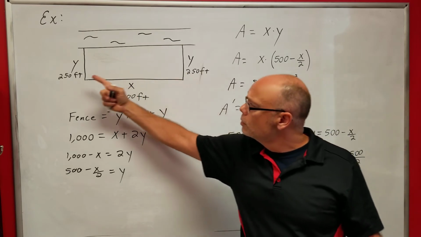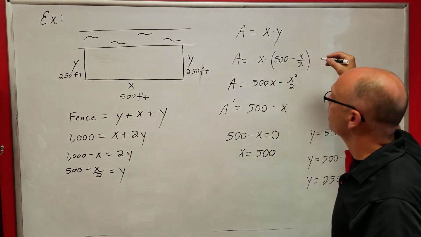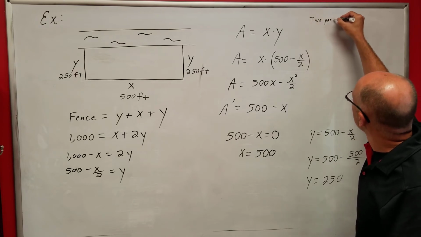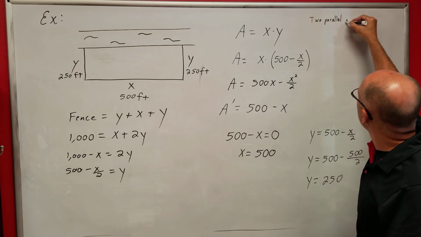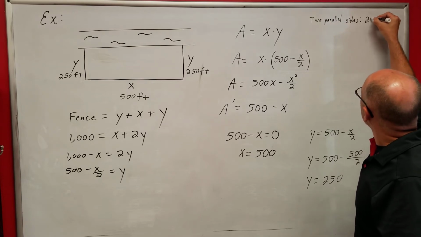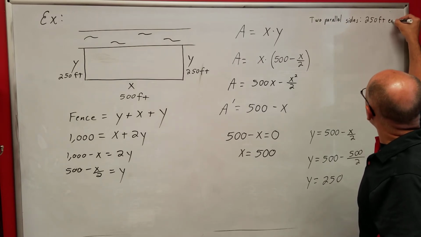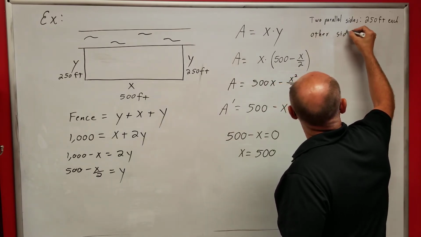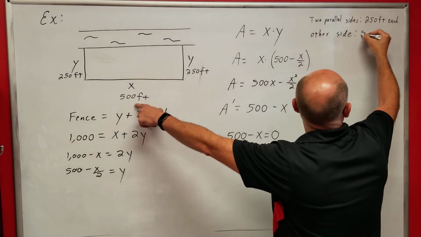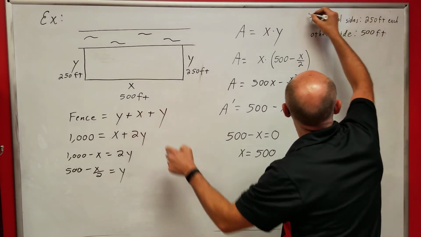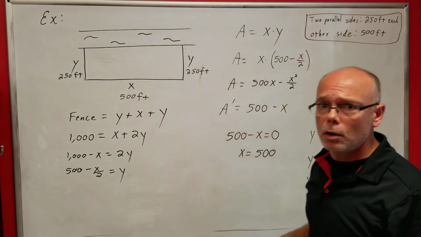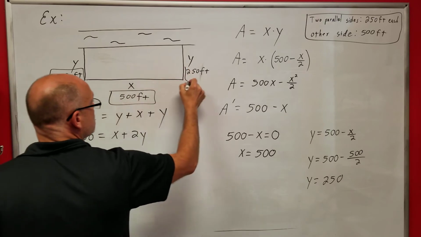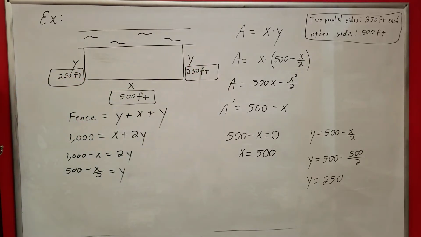I'm going to say the two parallel sides need to be 250 feet each. Two parallel sides, 250 feet each. And the other side needs to be what? 500 feet. Now, you could either put your answer this way, or you could go ahead and put it this way on the figure. Probably on the figure would be the best, actually. But box it in.